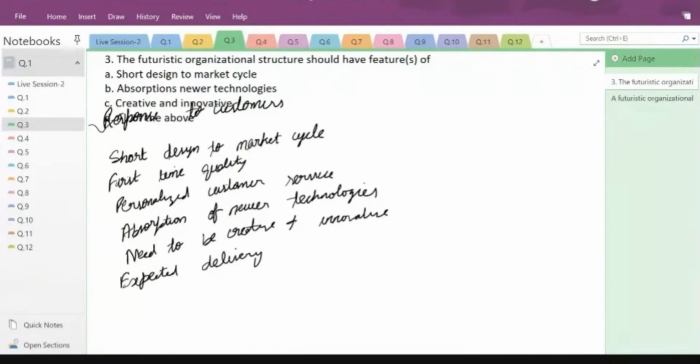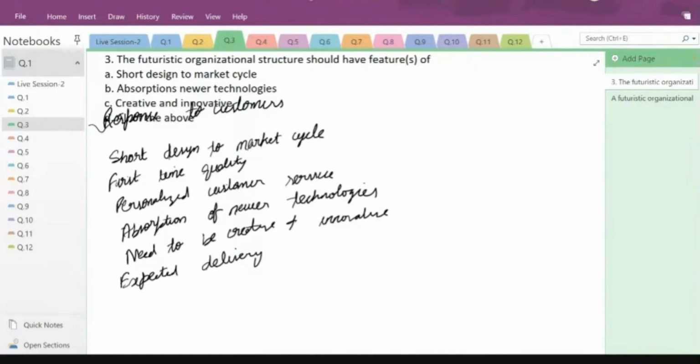Okay. Next is absorption of newer technologies. As we know, when things are changing very fast, technologies are changing, products are changing, and the varieties in which the number of units to be made are also increasing. So it should be made possible that there is absorption of the newer technologies. We should be at par or ahead of what is going on in the market, so that our products are better available in the market.